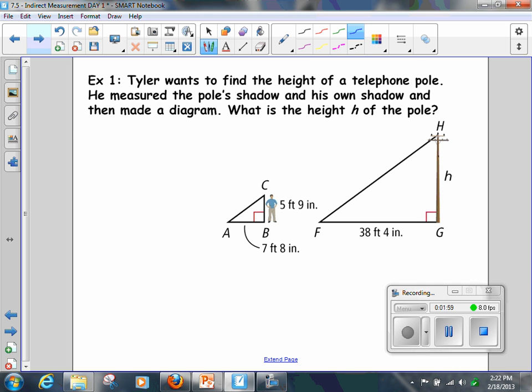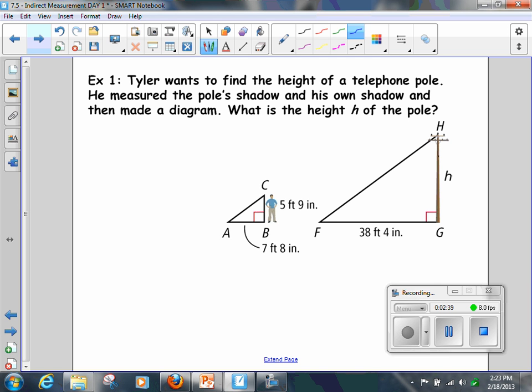Now, I want you to look at this because in our textbook, it can be very tricky if you're not looking at this correctly. It says, Tyler wants to find the height of the telephone pole. Folks, if we had time, we could go outside on a sunny day like this, measure our shadow, and measure the height of the light poles outside. But we don't have time to do that, so we're going to do these problems on paper. It says he measured the pole's shadow and his own shadow and then made a diagram. What's the height of the pole?